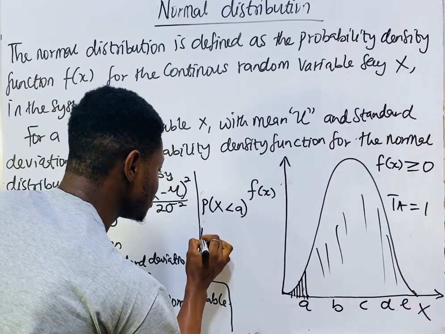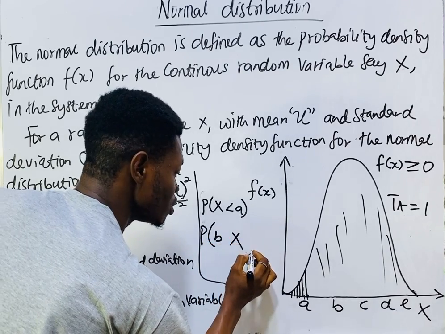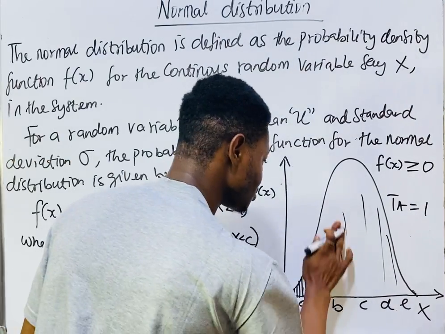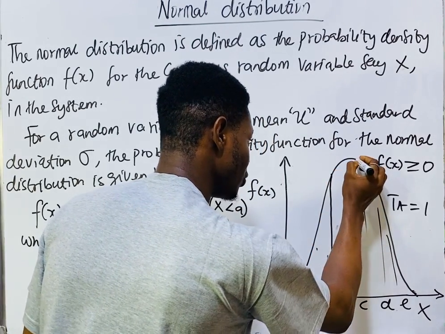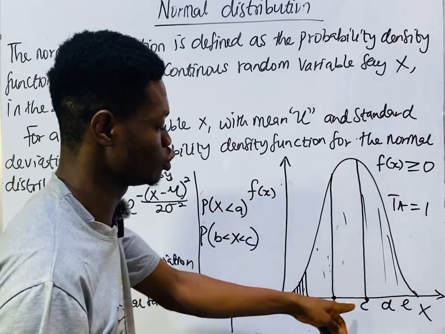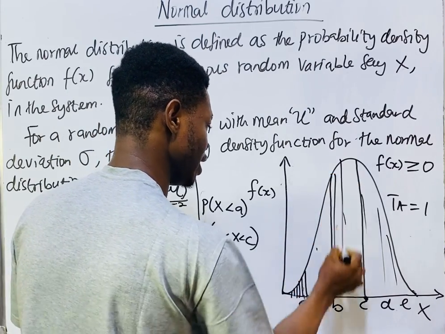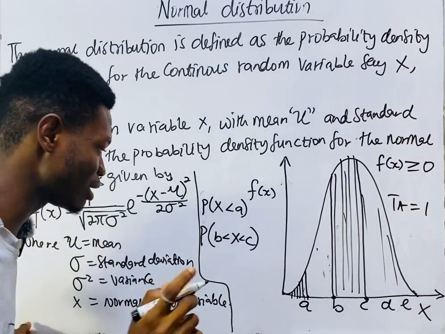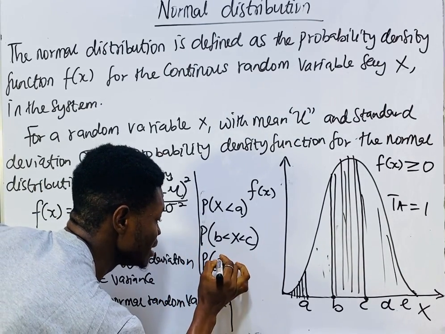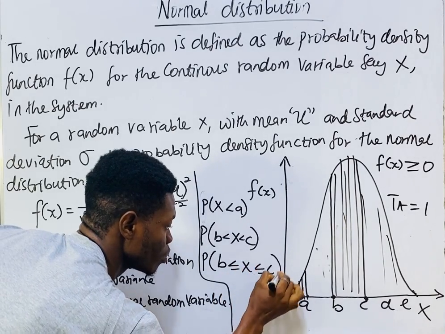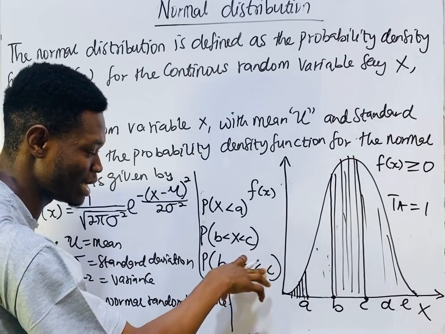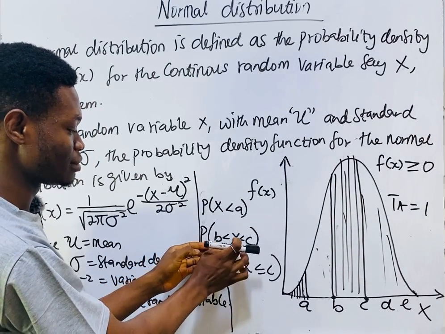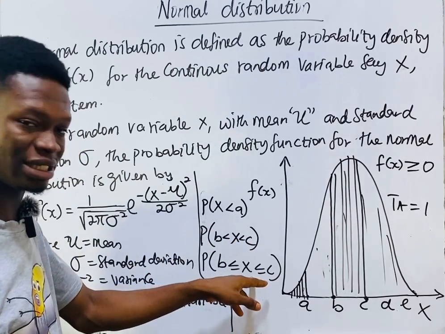Now if I want to find the probability that X is between B and C, it will be the area under the curve between these two points, B here and C here. That area is the probability that X is between B and C. This can also be written as the probability that B is less than or equal to X and X is less than or equal to C. So if you see B less than X less than C, it still means the same thing.